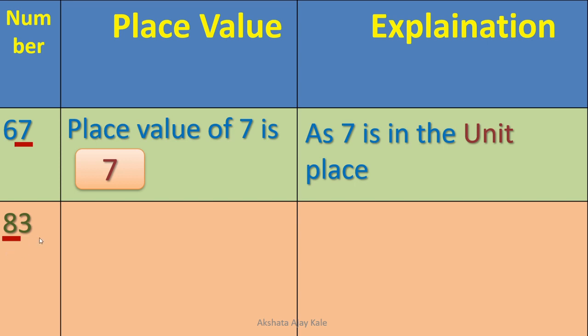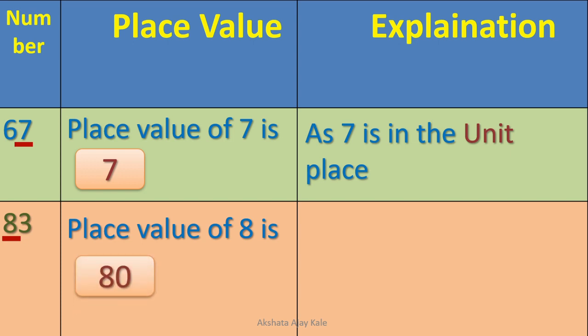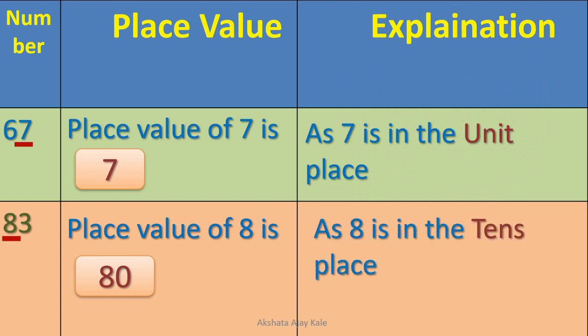Next, 83. 8 has underline. So we will write here the place value of 8 is how much? We know now what is the place value of 8. Very good. 80. Right? Why? Give the explanation. We'll write here as 8 is in the tens place. So we have multiplied 8 by 10. So we got the place value 80. Isn't it?